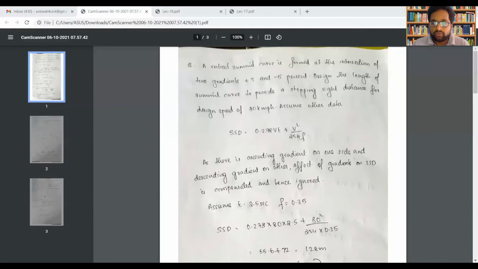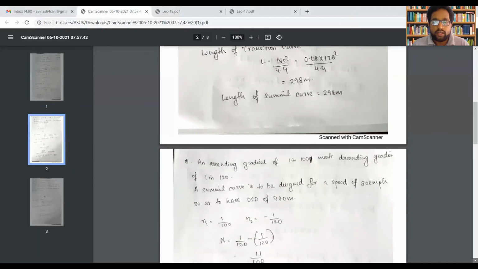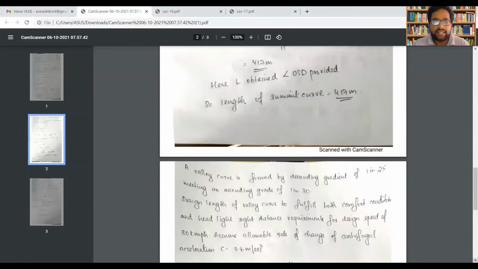I will be giving a handout for reading. After reading that handout, I think we have already discussed it, but for your further reading, I'll be giving that handout. Then you have to watch this video and solve this problem. So here we'll be solving one problem for valley curve. We have solved two problems for summit curve, and the third problem is for a valley curve.